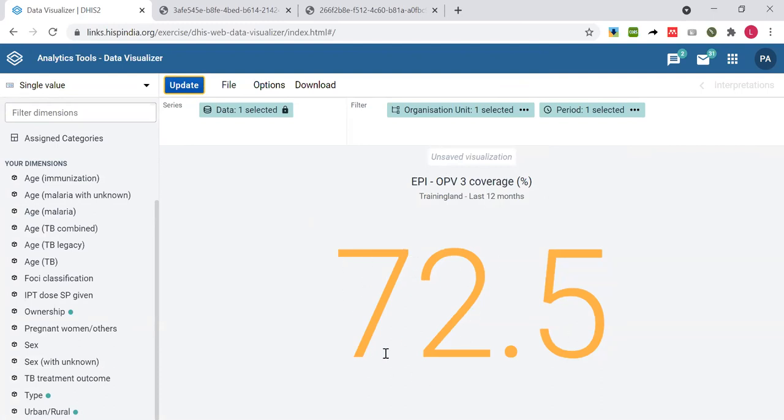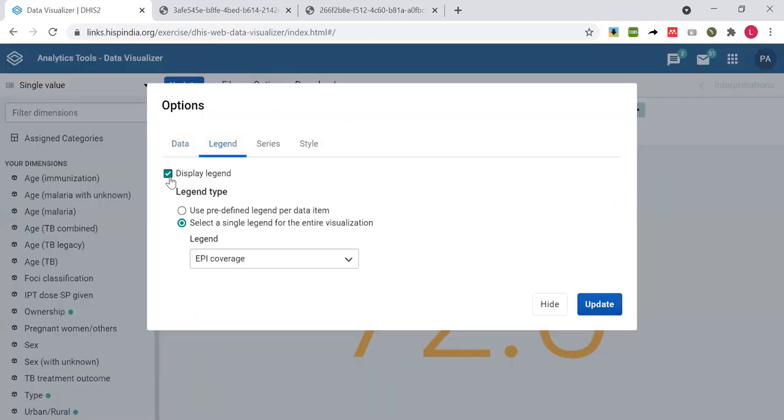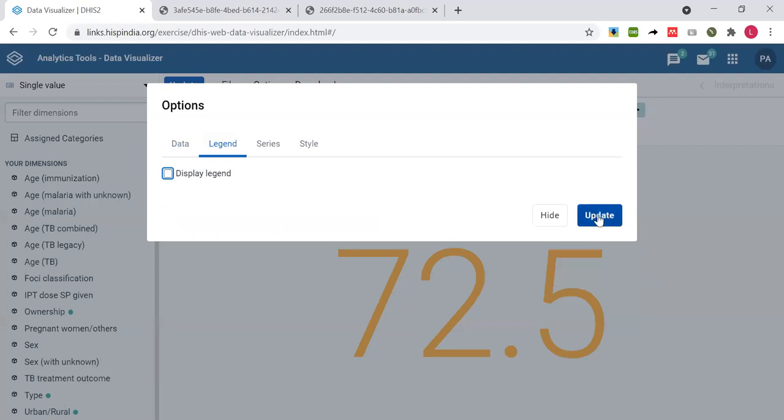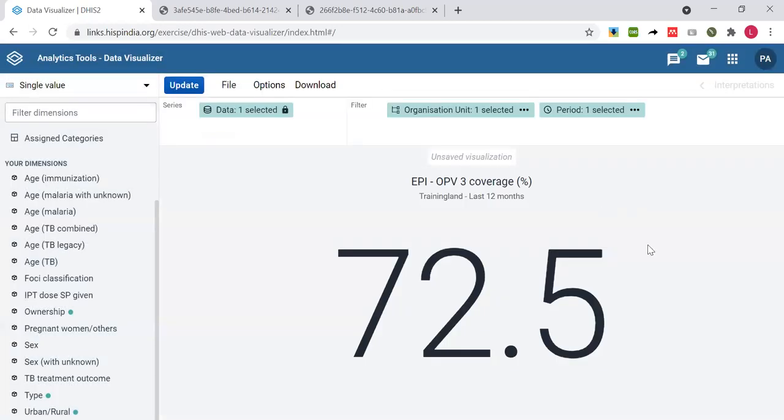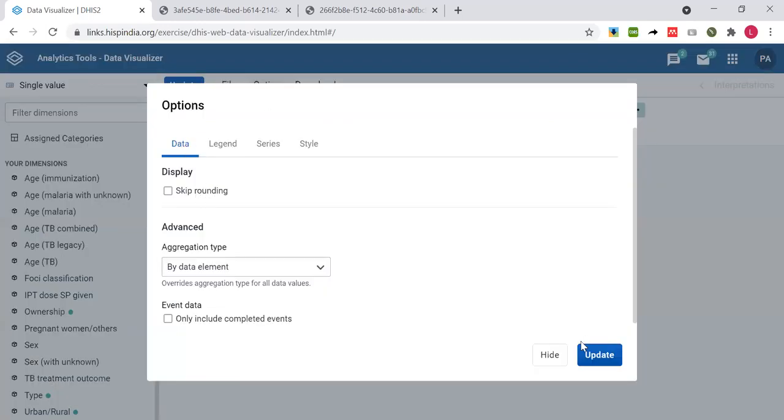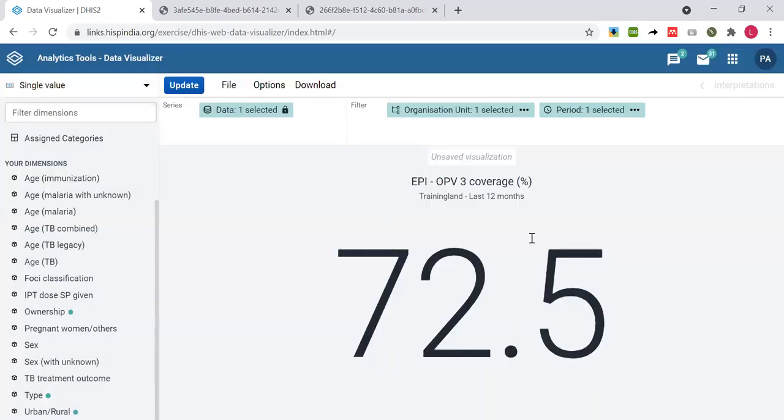And the most important thing to know is that the text color of the single value chart also takes the same color based on the legend that we applied, right? This is something that you see from 2.35. So for example, if I just deselect the display legend, it becomes just plain black color. But when you apply the legend, the color of the text gets changed based on the legend that we have applied.